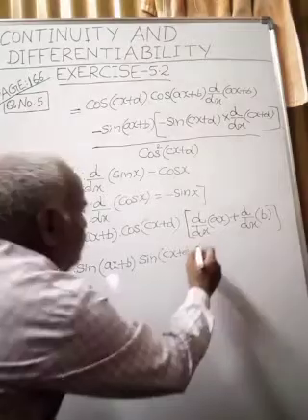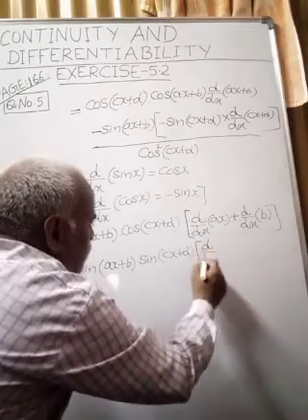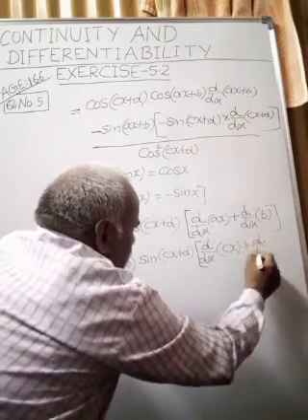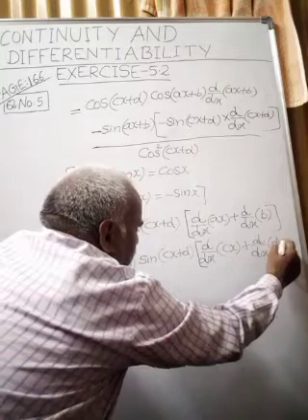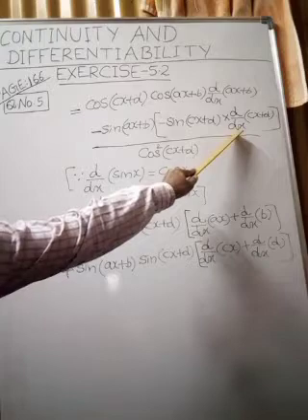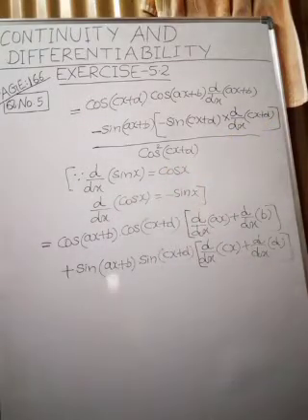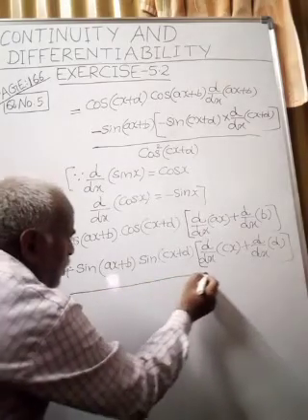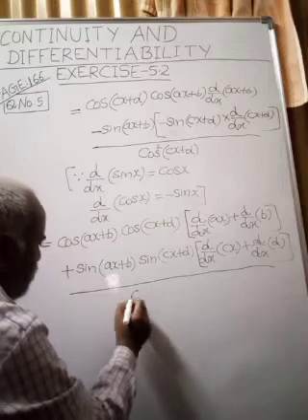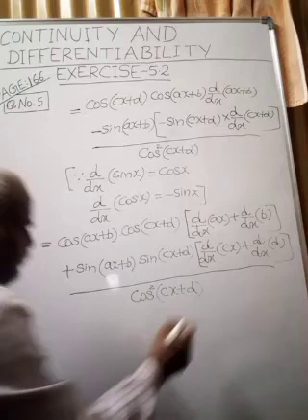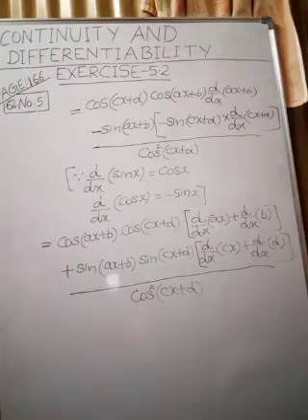Into here also d by dx of cx plus d by dx of d. Here also we are finding the derivatives of each and every term separately. Understood that part, my dear children? Whole divided by cos square of cx plus d. Understood this step, my dear children?